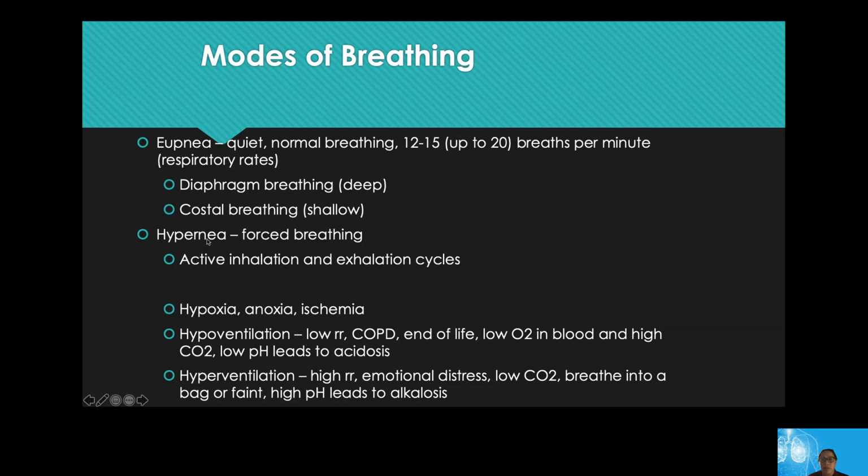The other type of breathing, forced breathing, is called hyperpnea. And this happens through active inhalation and exhalation cycles. The reason why breathing rates may change is because a tissue is hypoxic, or even lacking oxygen, anoxic. And we can actually see how the different rates of ventilation are impacted and can impact things like the levels of the respiratory gases.